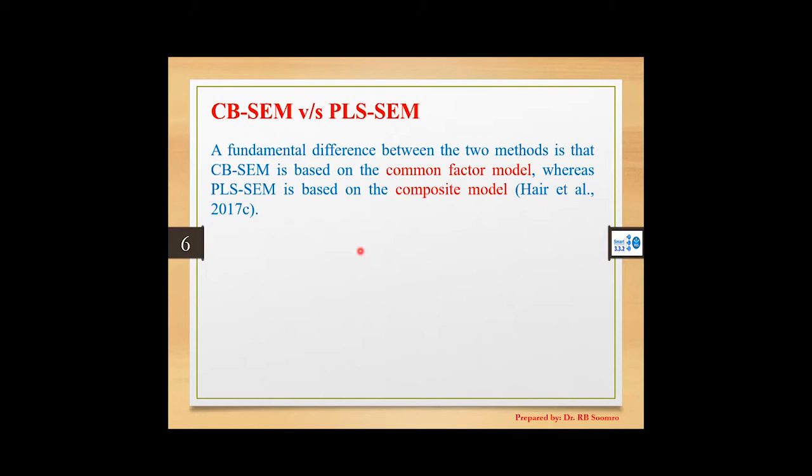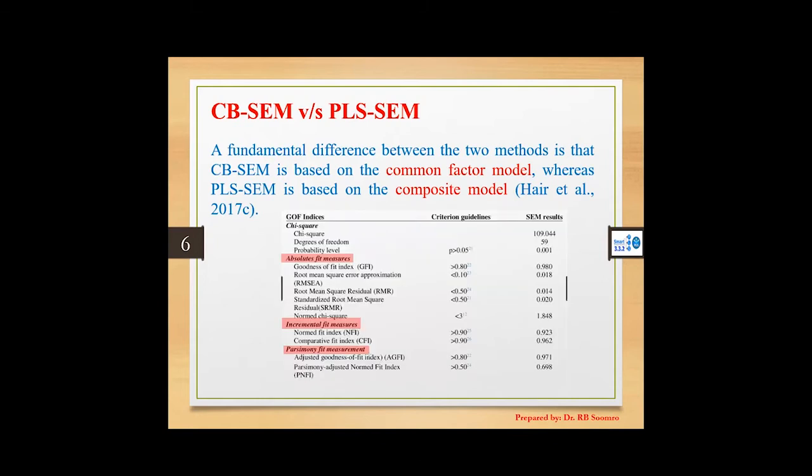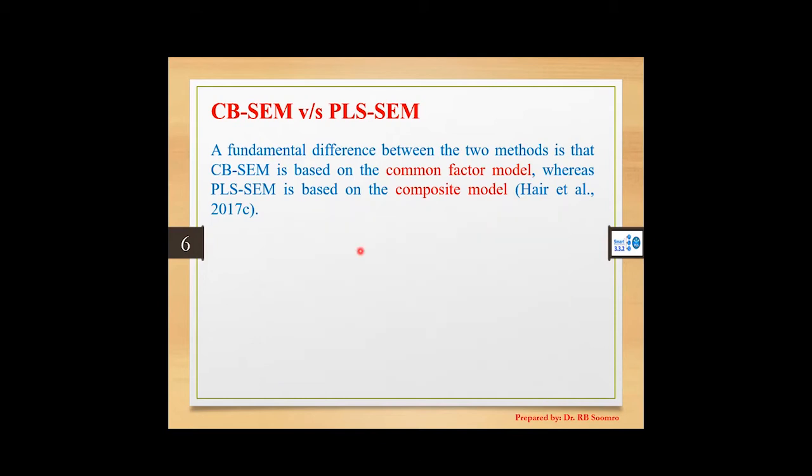For this purpose, there are different indices, which we call goodness of fit indices. If the majority of indices are within the range, meaning either higher than the required value or lower than the required value, that means our model is fit. That is why CB-SEM focuses more on the model fit, and that is why the different goodness of fit indices are there. On the other hand, the composite model is used when you have a variable that is based on several dimensions.